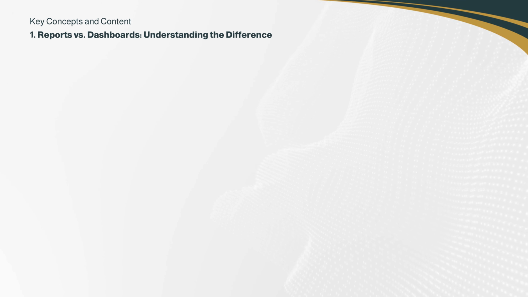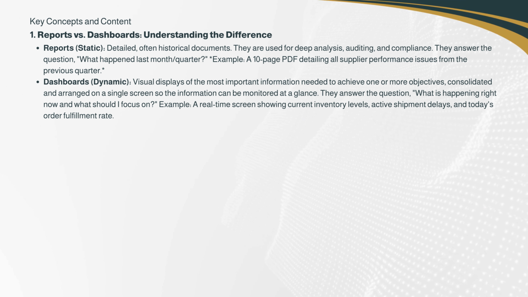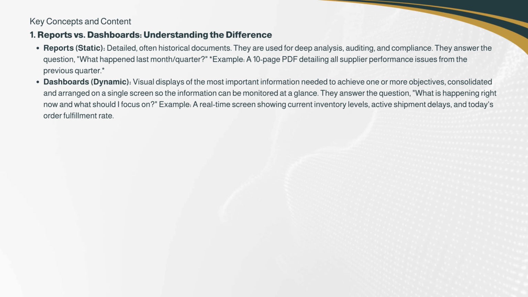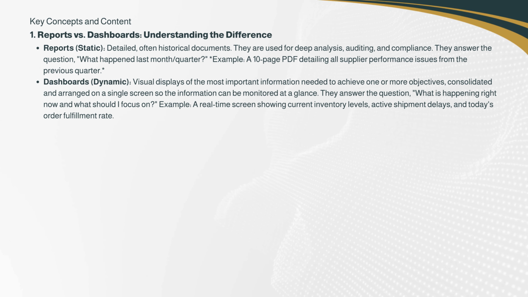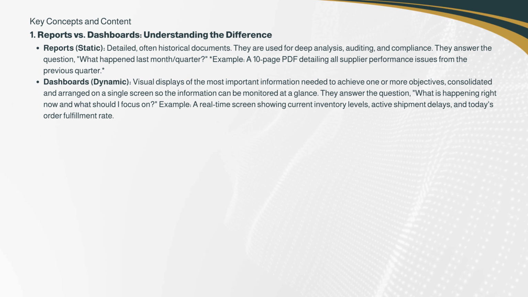Key concepts and content. 1. Reports versus dashboards. Understanding the difference. Reports: static, detailed, often historical documents. They are used for deep analysis, auditing, and compliance. They answer the question, what happened last month, quarter? Example: a 10-page PDF detailing all supplier performance issues from the previous quarter.